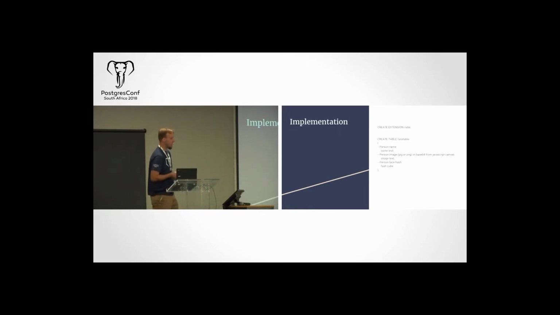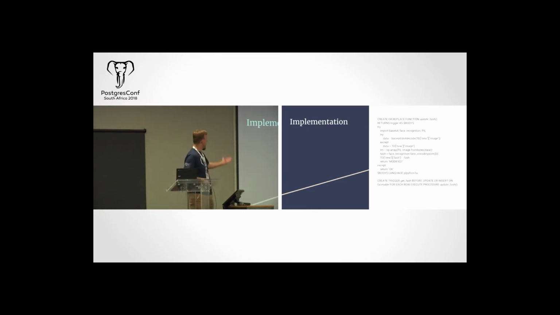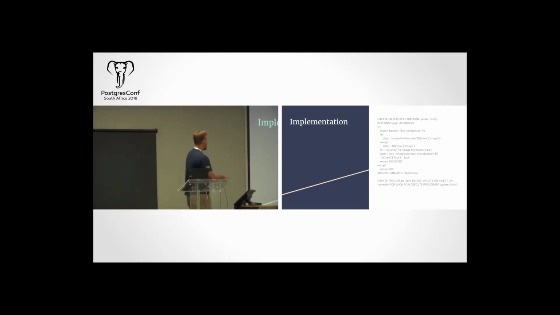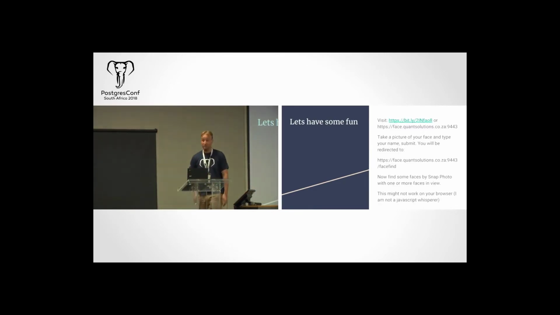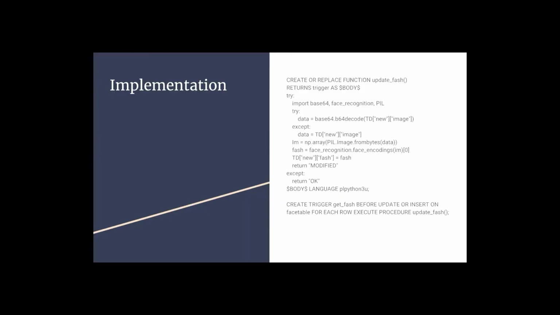Create extension cube, create table face table, name, image, cube. Oh, fash. Obviously, this will look a bit different, but in your case, when you do use it, we've got a quick trigger: import base64, import face recognition. Actually, it's not a joke. That is literally what you do. And then we do fash equals face encodings. Find the first face. So when you are registering yourself, only make sure your face is in there. If it finds your face, it'll create a fash and it'll pop into the table. That's it.